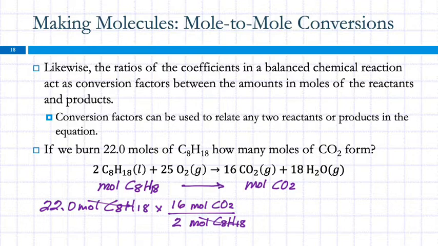Now I'm going to use my calculator for this one because I'm not good at multiplying 22 by 16. And just like when we did those long calculations, you take the first number, multiply by the top, divide by the bottom, continue as far as you need, press equals, and there's your answer. So 22 times 16 divided by 2, and my calculator is telling me 176. The unit would be moles of CO2. Any questions?